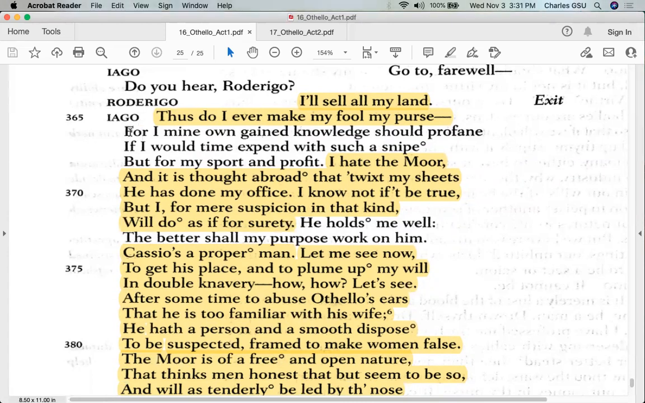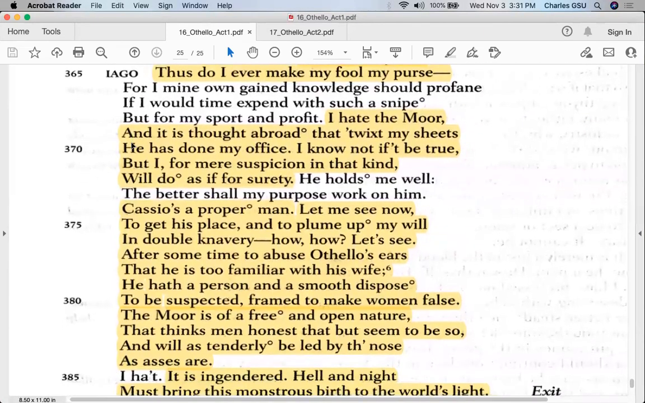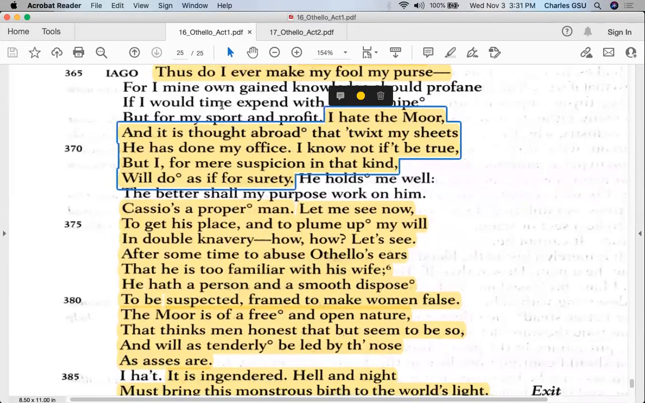And as soon as Roderigo leaves, he says, thus do I ever make my fool my purse. His fool would be Roderigo, and of course his purse would be his own purse, his own checkbook, if you will. And then in very certain terms, very clearly, remember, he's the only one on the stage, but the audience can hear this. He says, I hate the Moor.